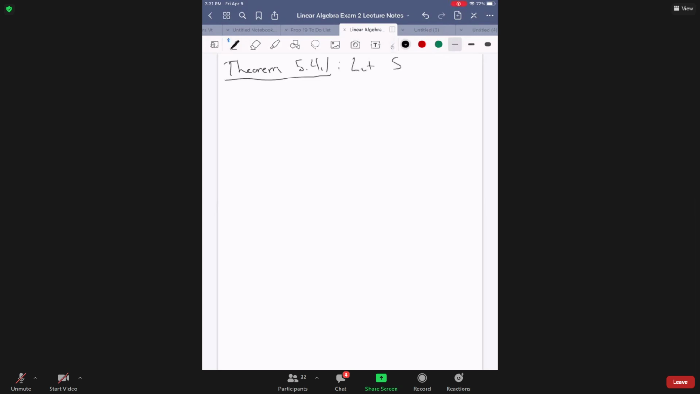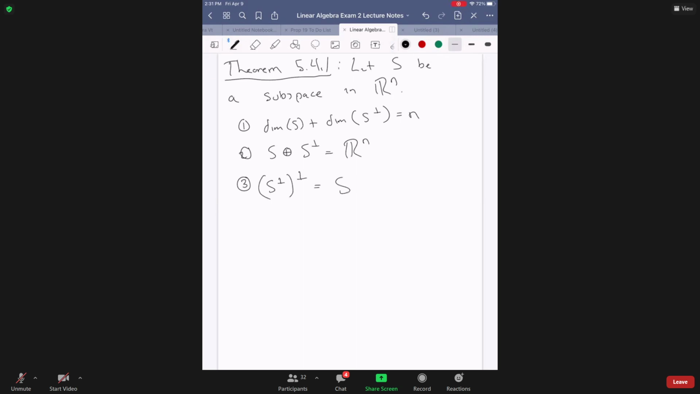Let S be a subspace in R^n, then the following are true. 1. The dimension of S plus the dimension of the orthogonal complement is going to equal n. 2. The direct sum between S and its orthogonal complement is going to be R^n. And 3. The orthogonal complement of the orthogonal complement just gives you back S. Okay?